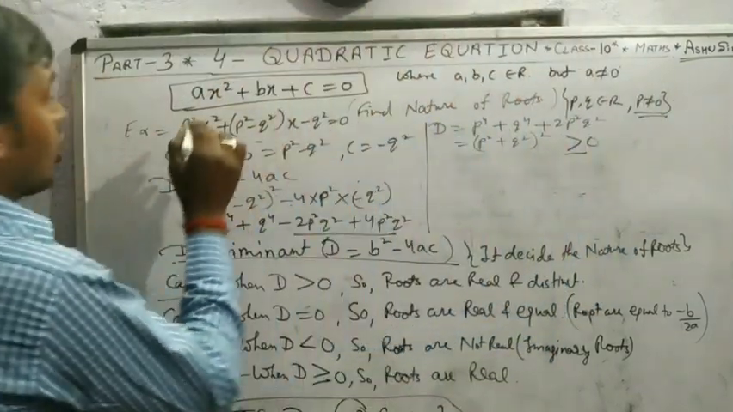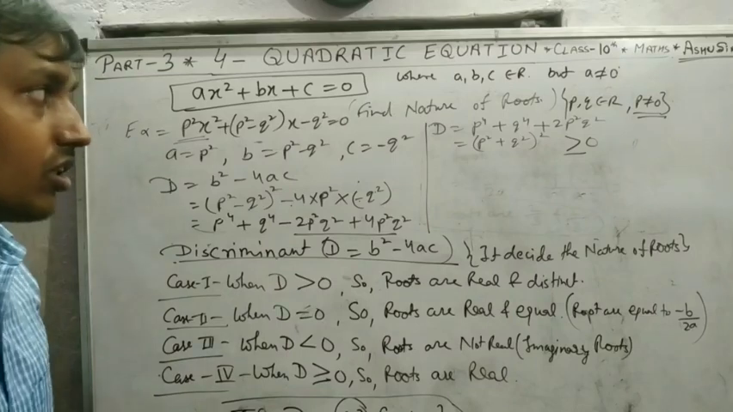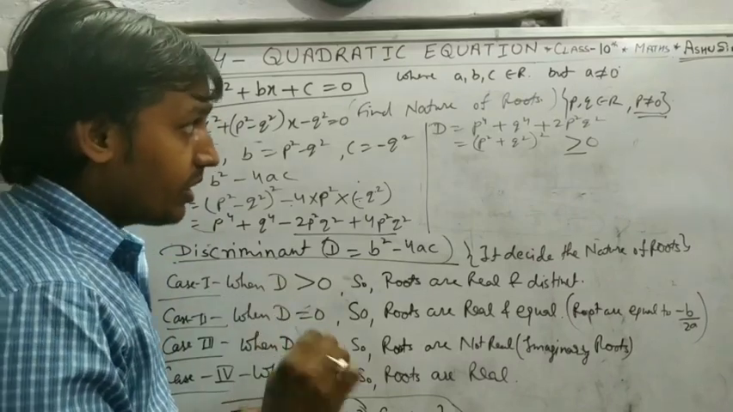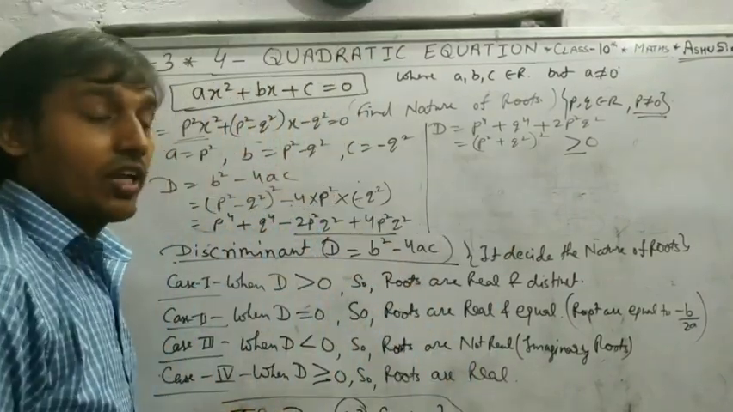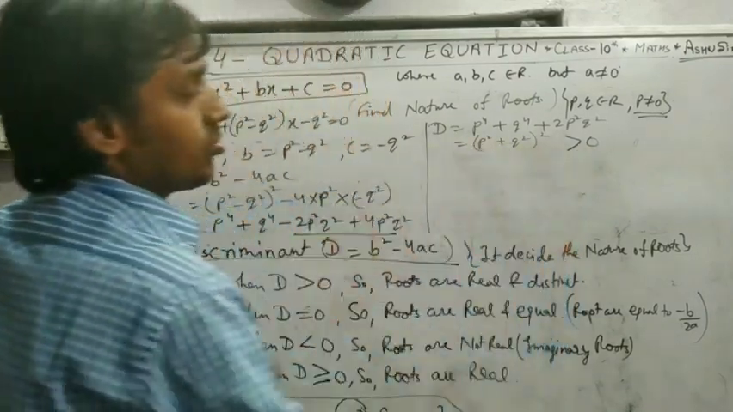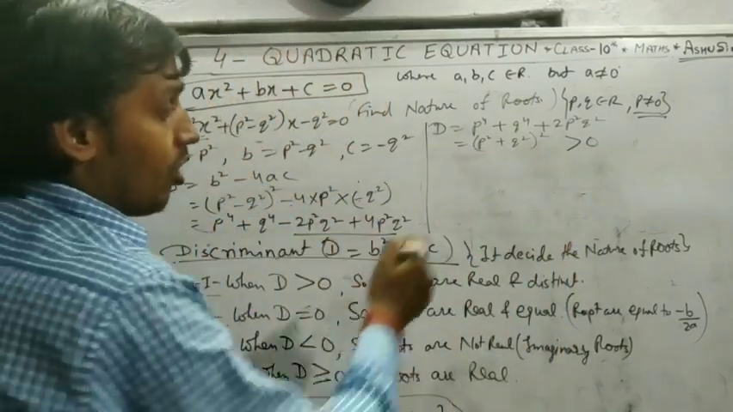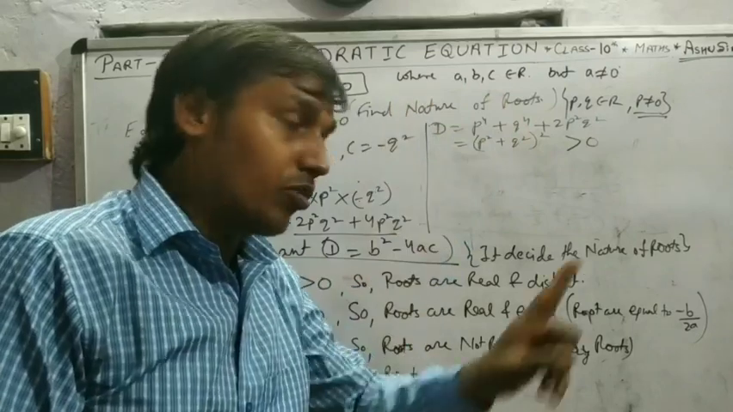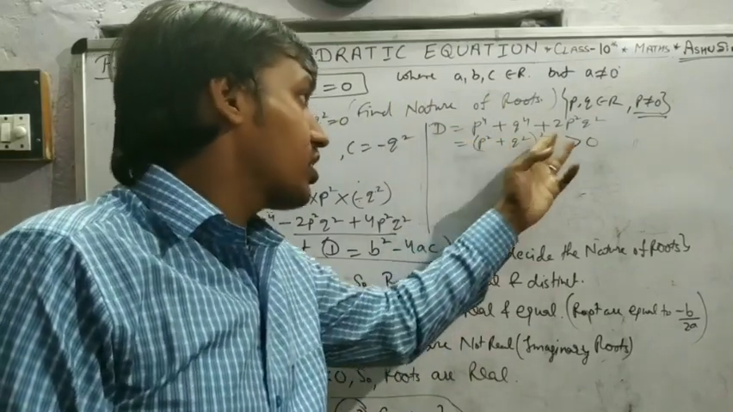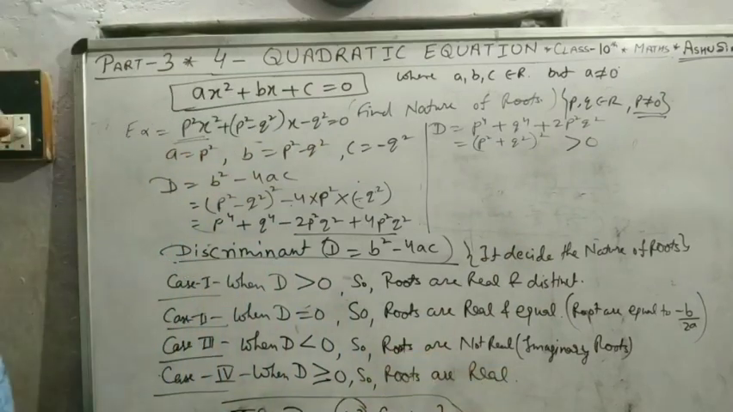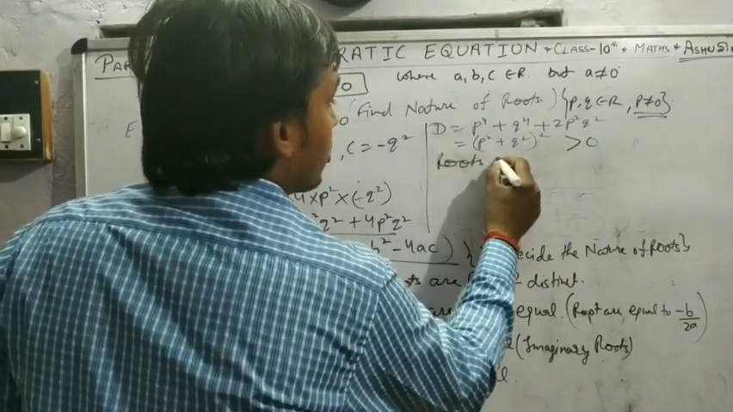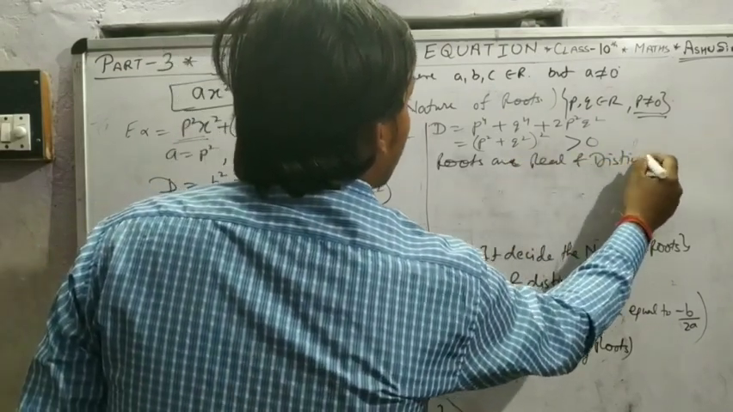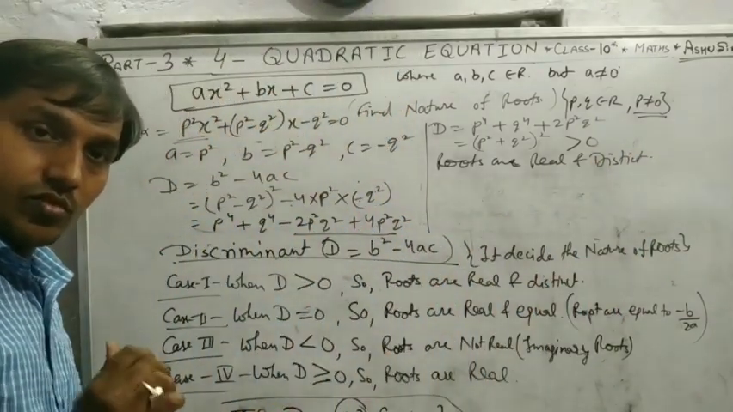P does not equal 0 because if p is 0, it is not a quadratic equation. So if p is not 0, that means D cannot be equal to 0. Why? Because p square is always positive and q square is always positive. q can be 0 but p cannot be 0. So the square always gives values more than 0. So here roots are real and distinct. Okay.